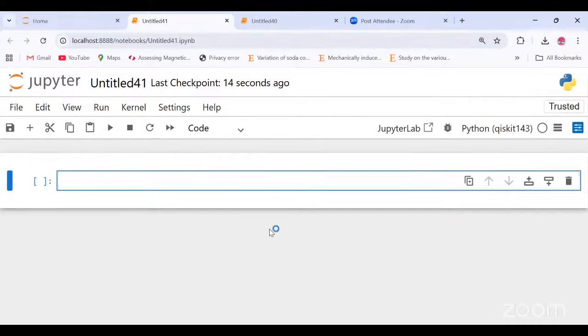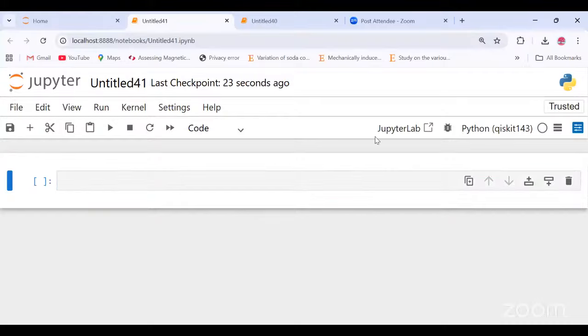So before starting this Qiskit lab demo, I just want to share something with you. In this, I will talk about some programming, how we want to do the programming here.